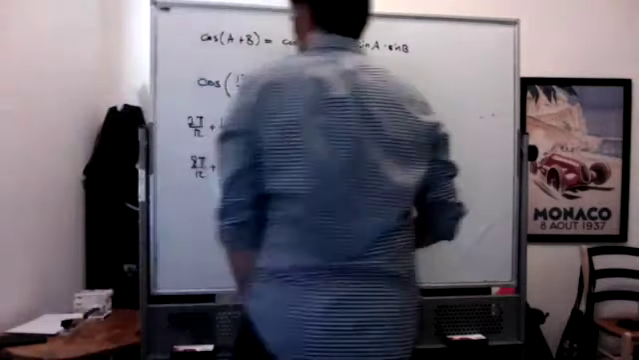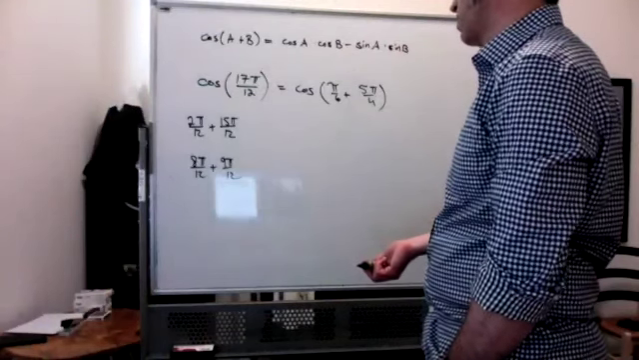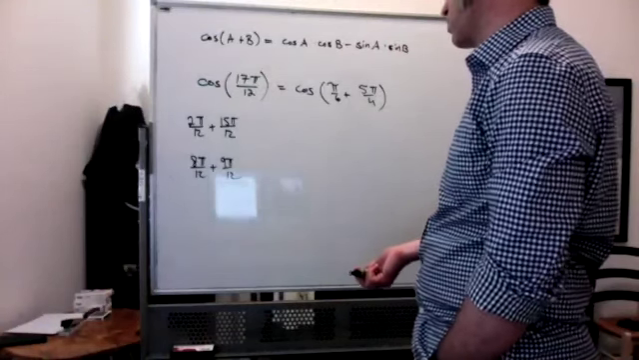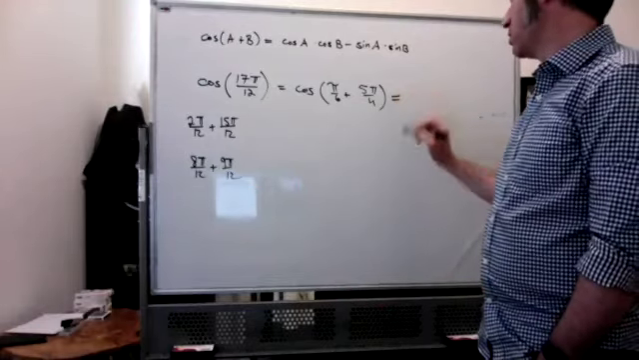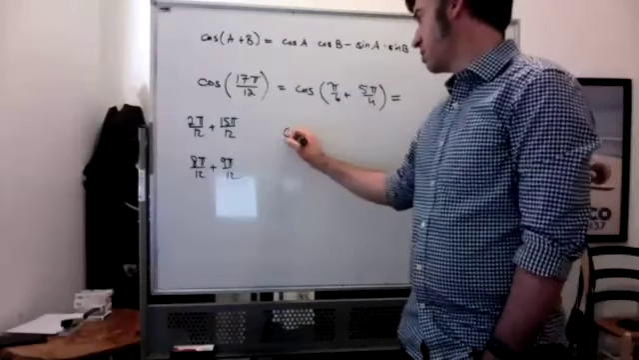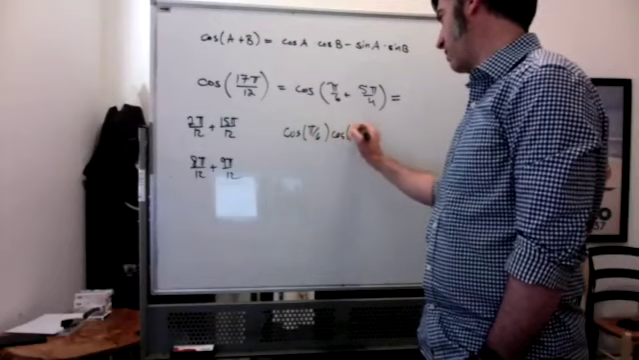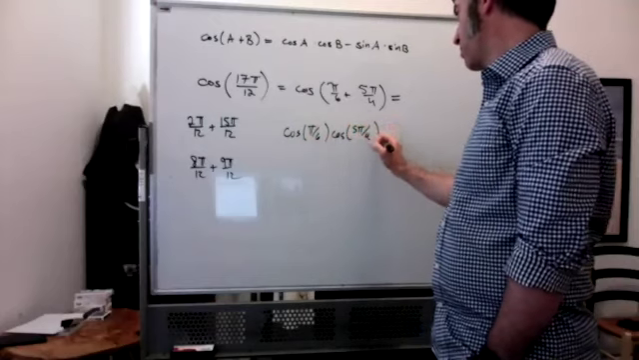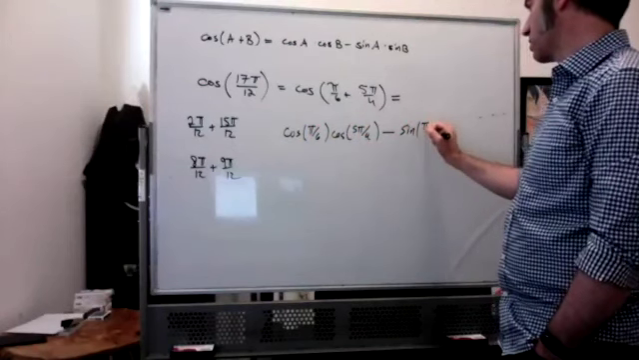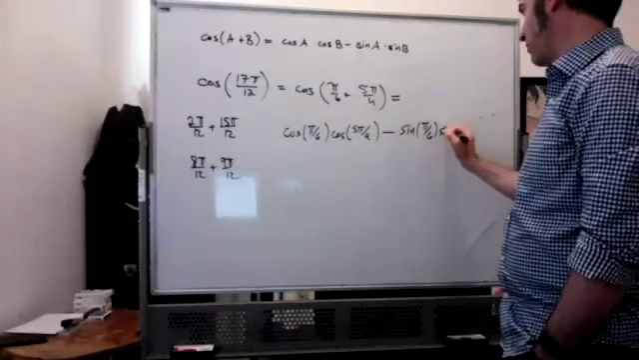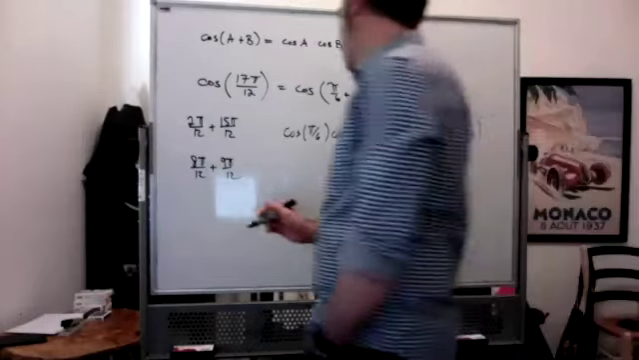I'm just trying to think here for a second. We don't really have any other choice. Okay, so this is going to be cosine of pi over 6 times cosine of 5 pi over 4 minus sine of pi over 6 times sine of 5 pi over 4. Let's see what we get.